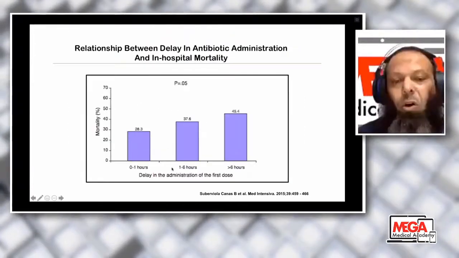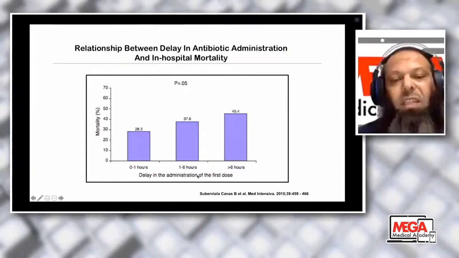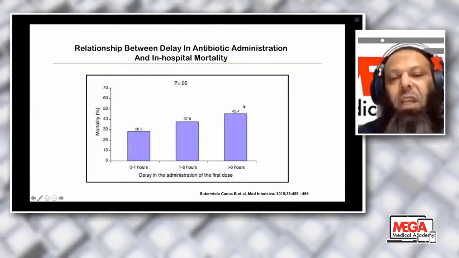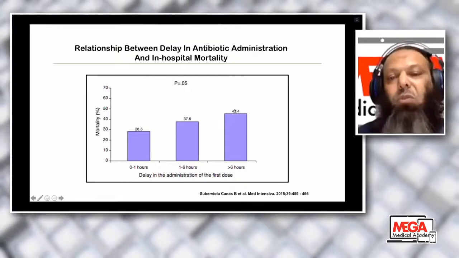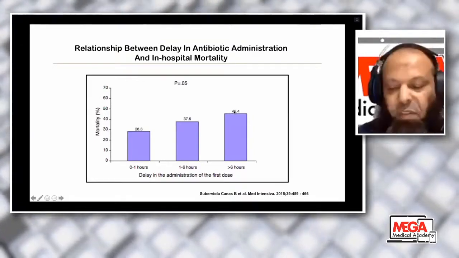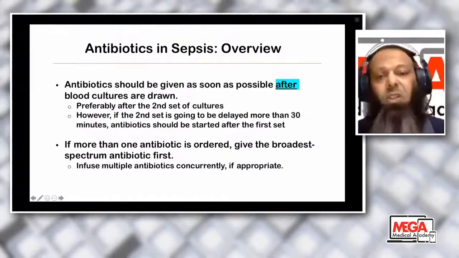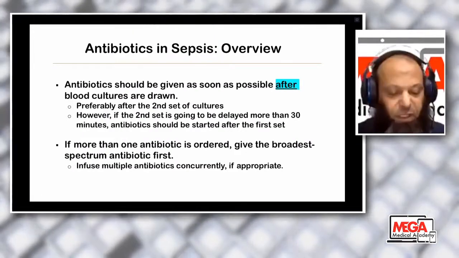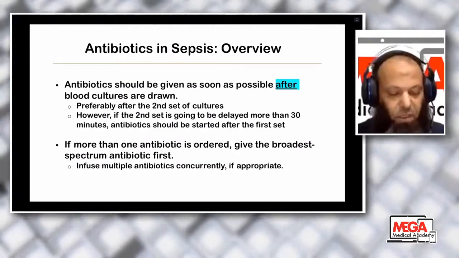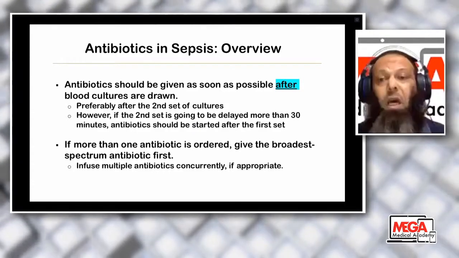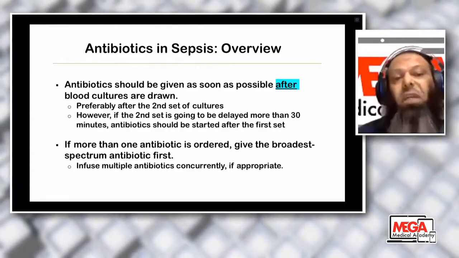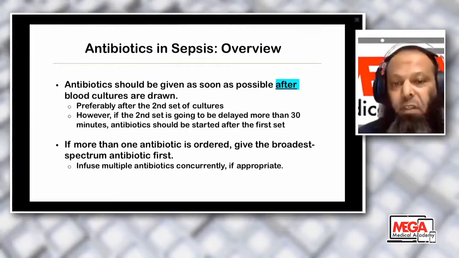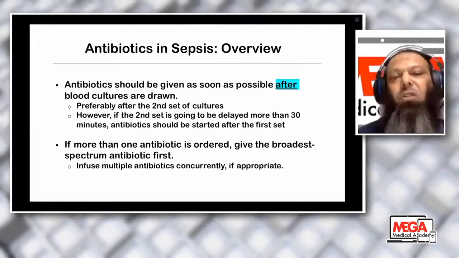Also, another translation: this is the delay of the first dose of antibiotics in sepsis and septic shock, and this correlates with increasing mortality up to 45 to 50%. Antibiotics should be given as soon as possible, but when? After blood cultures are drawn, preferably after the second set of cultures. This is usually what we recommend.